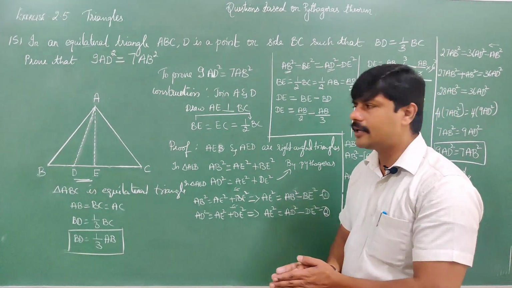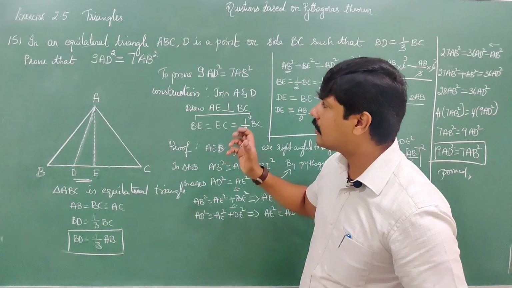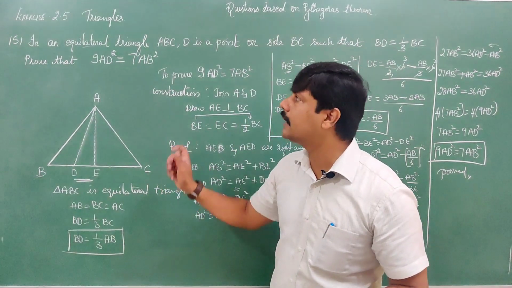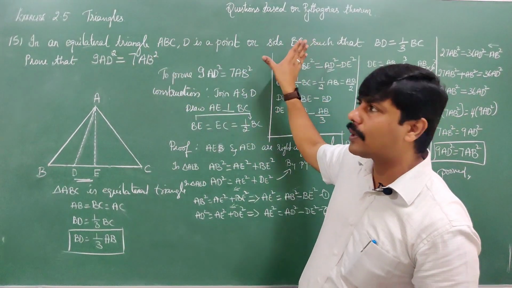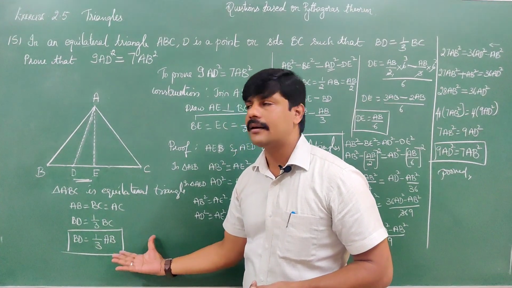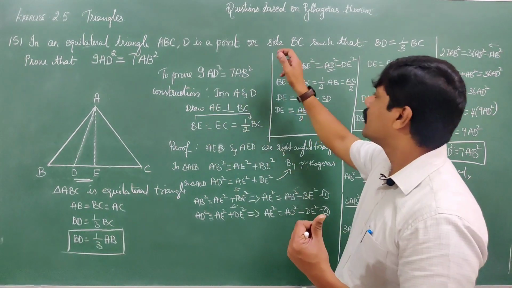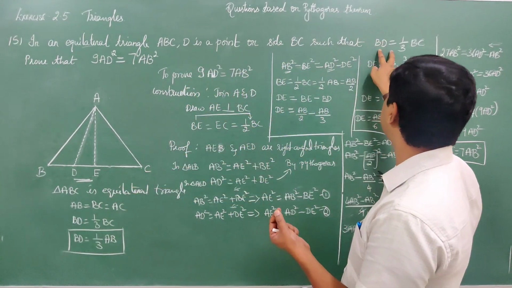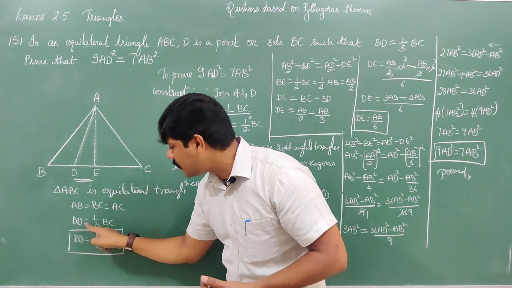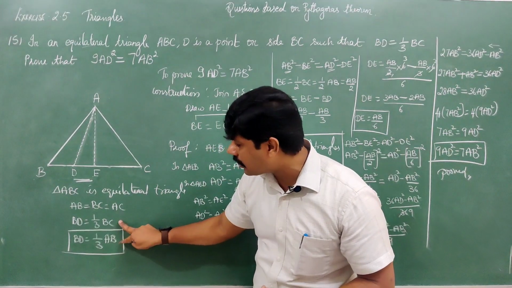Did you understand, children? Did you follow all those things? It's a very easy problem. The only thing is there are certain places where you need to make some changes and you need to understand certain things very properly. Equilateral triangle is given. What are the conditions you can take from this word itself? AB is equal to BC, BC is equal to AC. Since it is an equilateral triangle, BD is equal to 1 by 3 AC. Sorry, that could be converted to BD is equal to 1 by 3 AB, because BC and AB are equal.